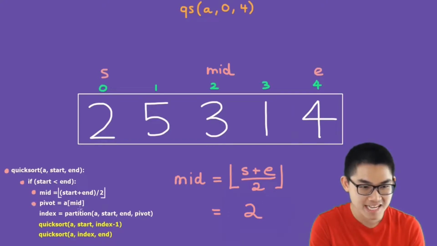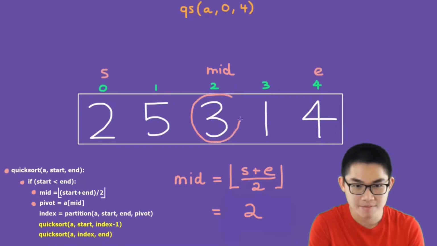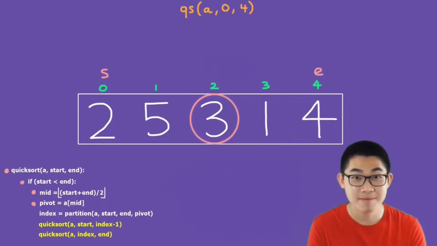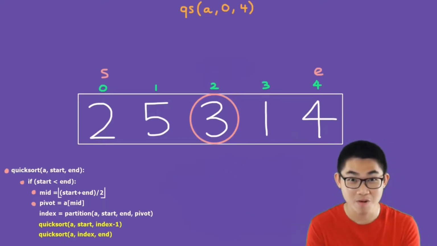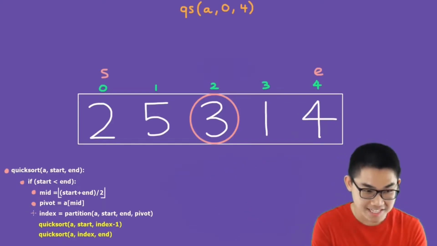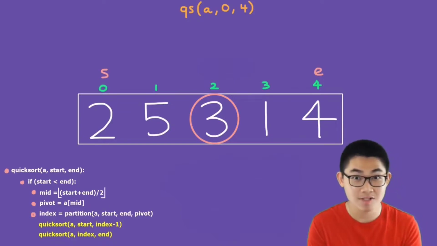So the pivot is the array at the mid index. So it would be this number. So the pivot would be the number 3, and I'm just going to circle it right there. In a moment, you will see why the pivot is so important. So let's move on to the next step. And the next step is to partition. And partition sounds like a scary word, but it's actually very simple.